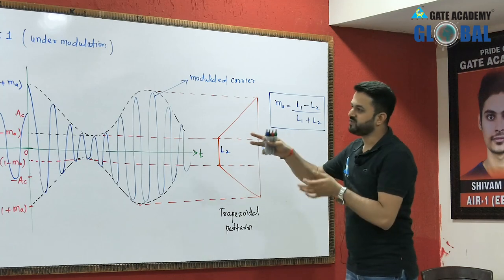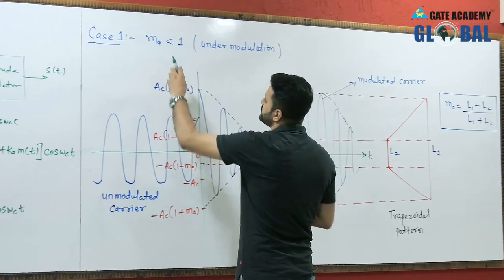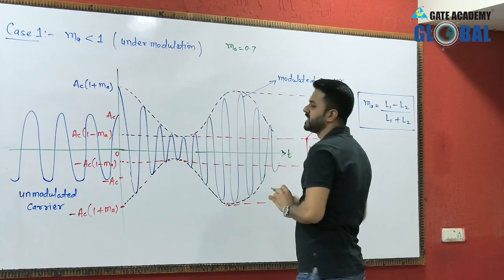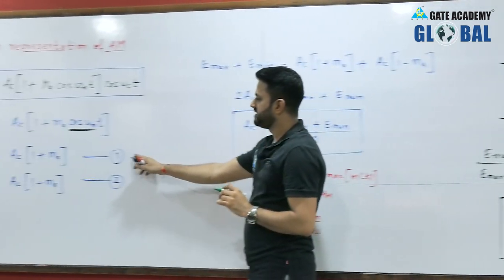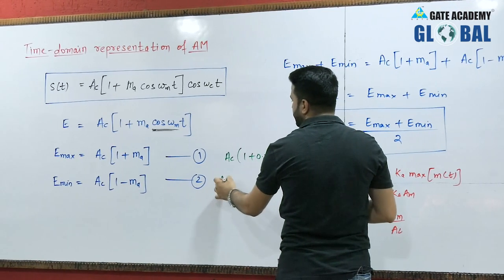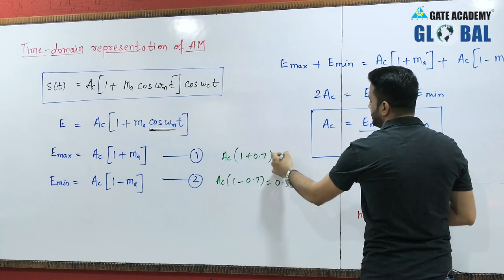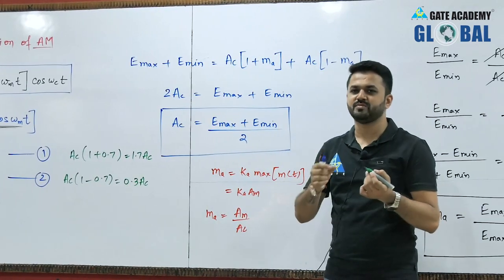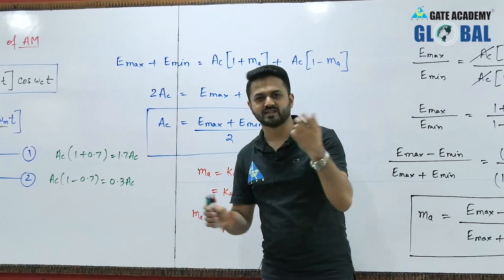So this is the time domain waveform for the first case when MA is less than 1. That means, suppose MA is 0.7, then the maximum value of the envelope from this equation is AC times 1 plus 0.7, and the minimum is AC times 1 minus 0.7. It means that we get 0.3 AC and we get 1.7 AC. So this 0.3 AC is some positive value, because the amplitude of the carrier is positive.